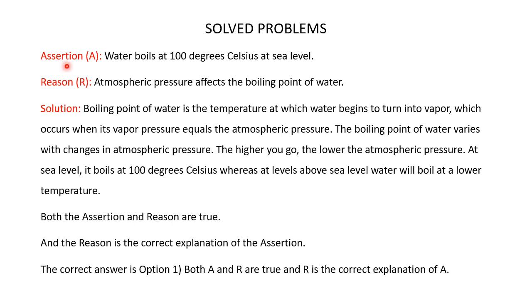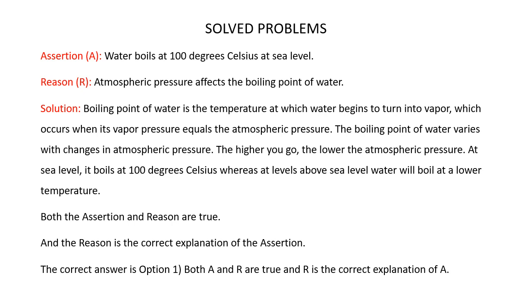Assertion: Water boils at 100 degrees Celsius at sea level. Reason: Atmospheric pressure affects the boiling point of water. Now, the boiling point of water is the temperature at which the water begins to turn into vapor, which occurs when its vapor pressure equals the atmospheric pressure.